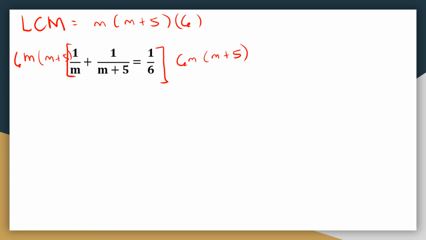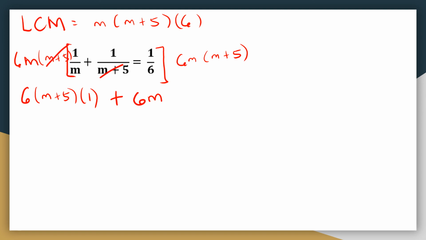We're going to do this step by step. Let's start with 1 over m. We're going to multiply 1 over m, so we're going to cancel m. So 6 times m plus 5, we're going to result with 6 times m plus 5 times 1. We're just going to multiply it later. Then we multiply it with m plus 5, 1 over m plus 5. We're going to cancel the m plus 5, and what's retained is 6m times 1. So that is simply 6m.